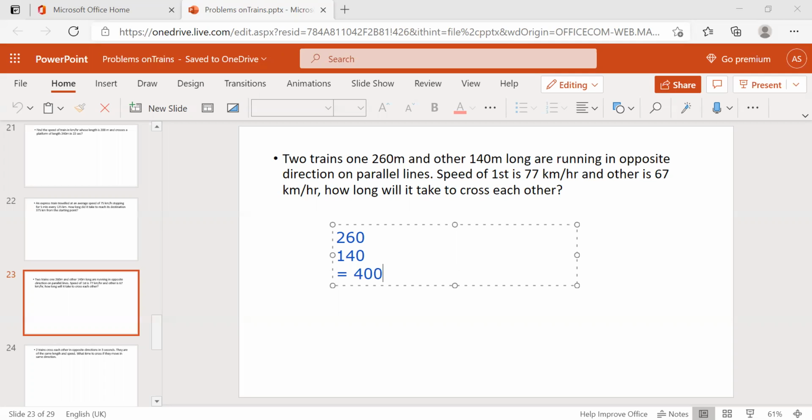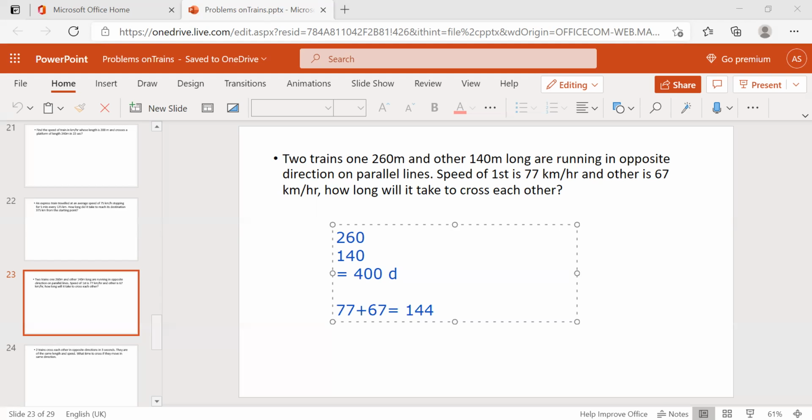400, right? So this is the distance. We got the distance now. And to find out the time, we need speed. They already gave the speed. What's the speed? 77 kilometer plus 67 kilometer. Is it clear? Both trains are running in opposite direction. Whenever trains run in opposite direction, relative speed is nothing but addition. 77 plus 67 is nothing but 144, right?